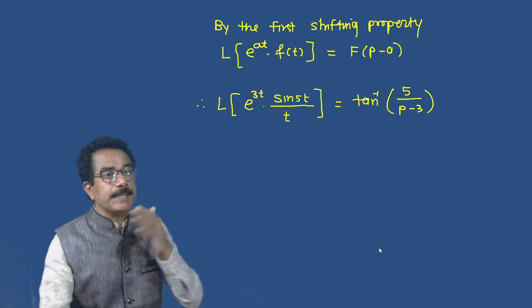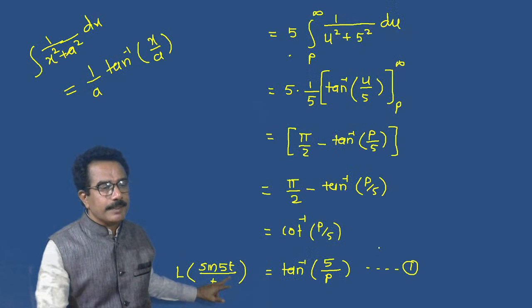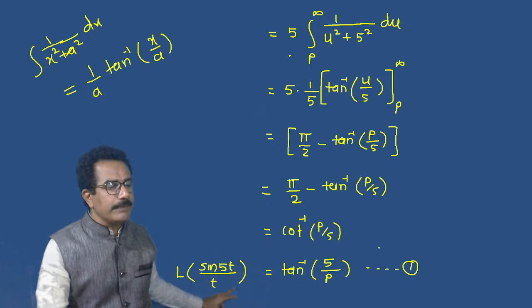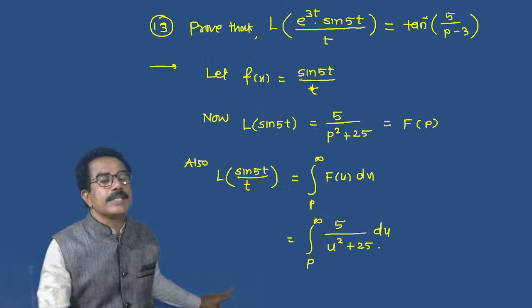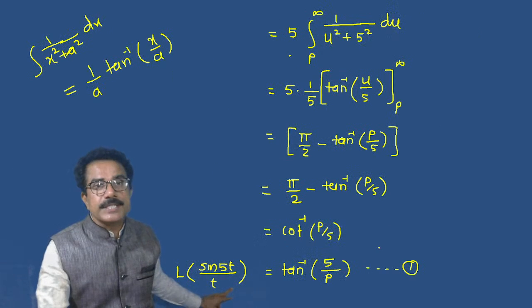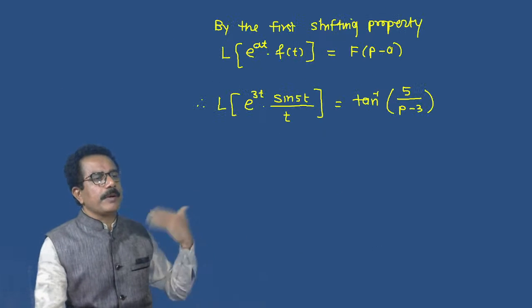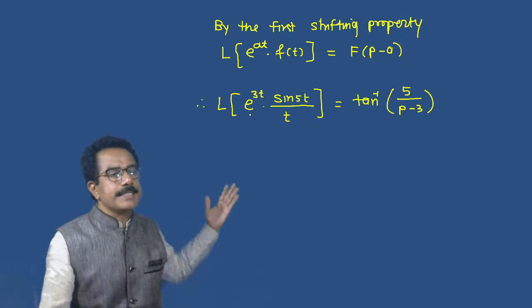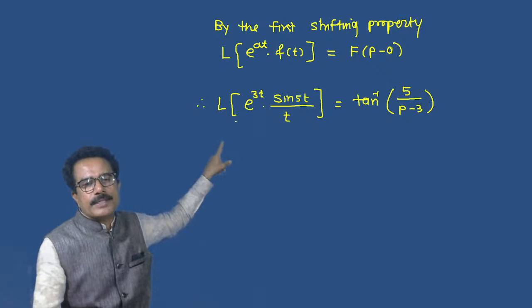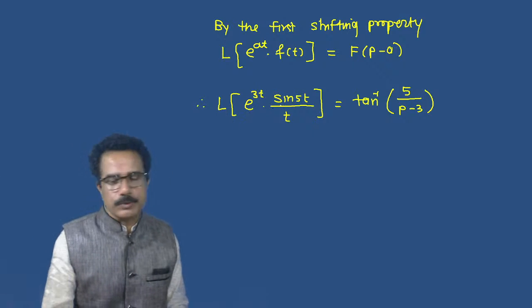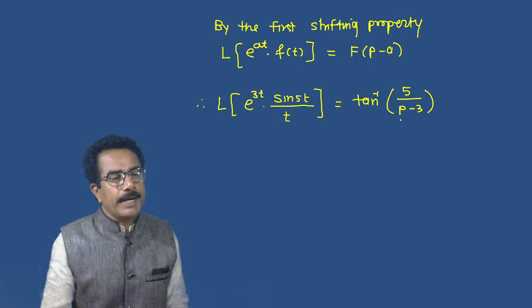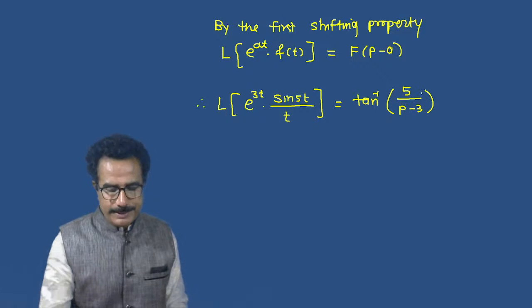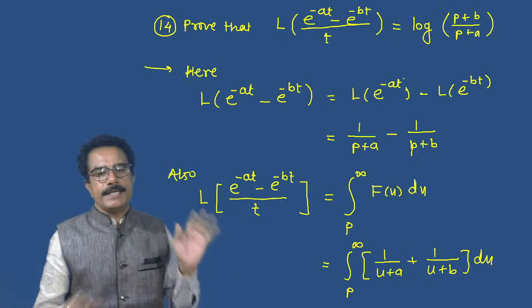Now by the first shifting property, here we have to use it. This is Laplace transformation of sin 5t divided by t, but we have to calculate with e raised to 3t. So by using the first shifting property, Laplace transformation of e raised to at f of t is capital F of p minus a. That means we have to use this shifting property for this problem. Laplace transformation of e raised to 3t sin 5t divided by t is equal to tan inverse of 5 divided by p minus 3. Okay, in this way we can write the solution.